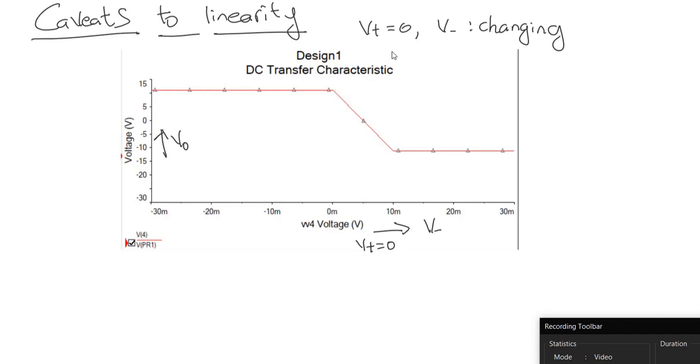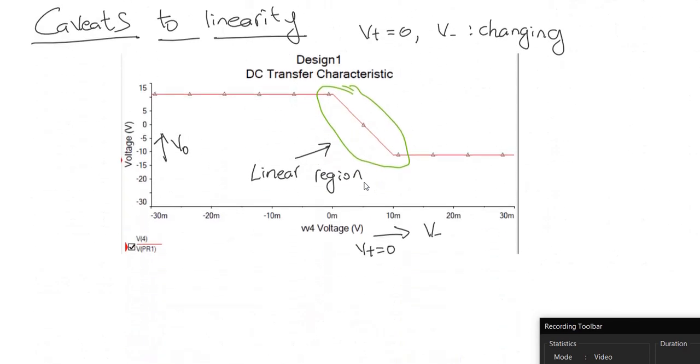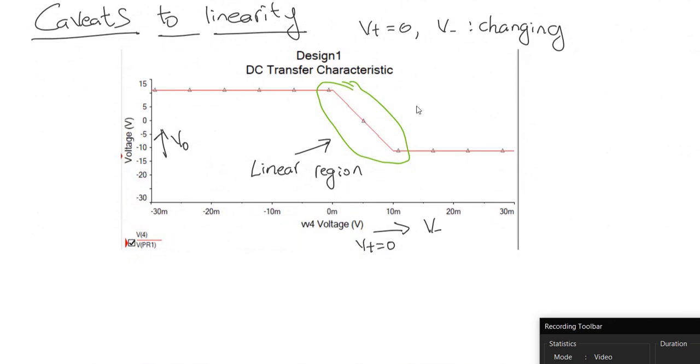We saw this plot when we set V plus equal to 0 and we changed V minus, and we did a DC sweep. We were plotting V minus on the x-axis and VO on the y-axis, and this is the plot we have. Here we can see that the operational amplifier acts linear only in a small range of input values. That means all this discussion here happens only when the difference between the input pins is in this small range. When the difference between the input pins goes outside that range, then the output no longer changes linearly with the input.